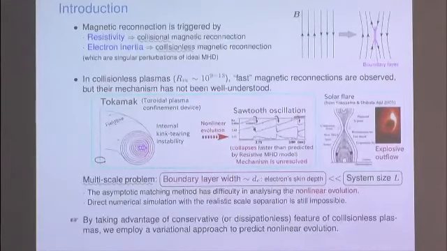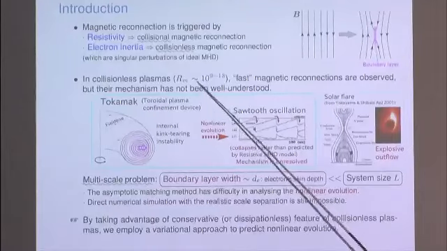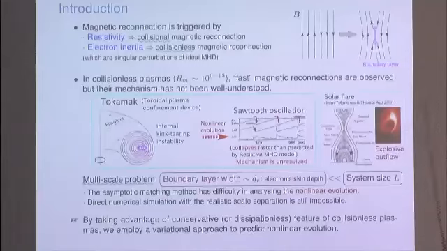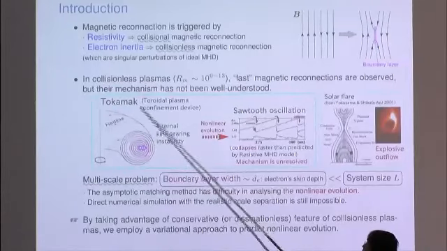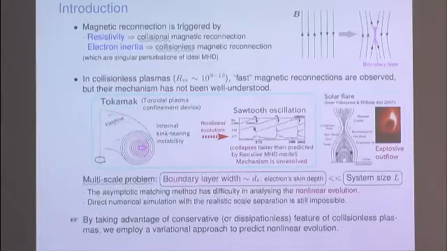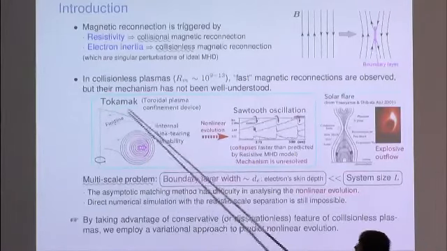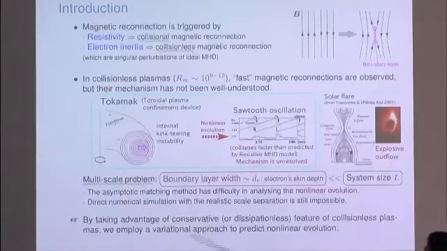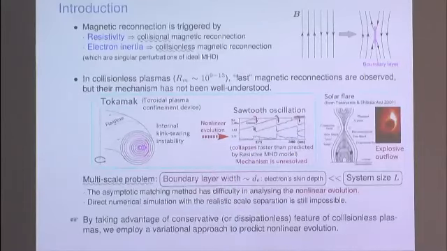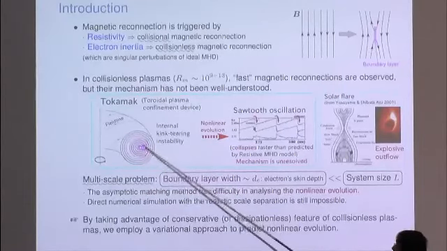In collisionless plasmas, the magnetic Reynolds number is huge. Fast magnetic reconnections are observed, but their mechanism has not been well understood. So these are two examples. The tokamak is a toroidal plasma confinement device towards the realization of nuclear fusion power. The plasma is confined in this torus geometry, but under some conditions there is a linear instability called internal kink tearing instability. In this case, the core part of the plasma shifts like this.